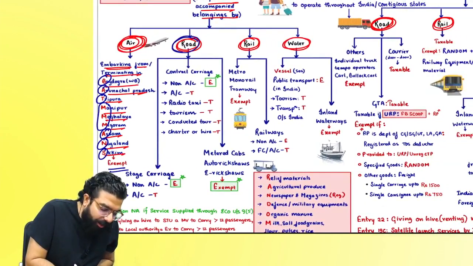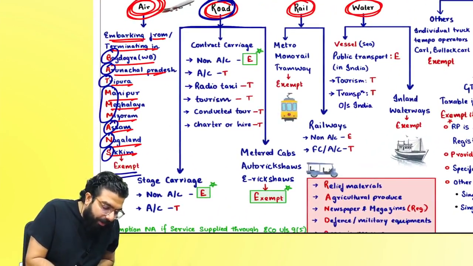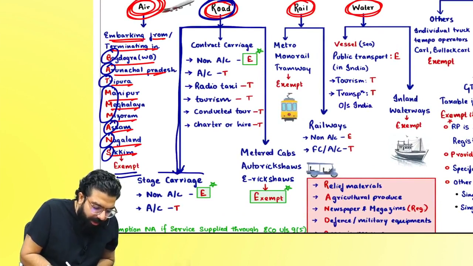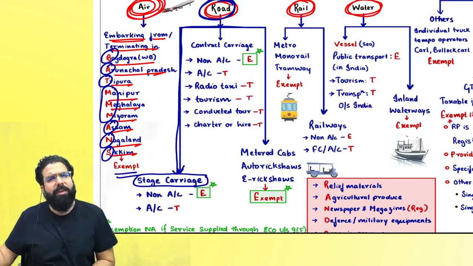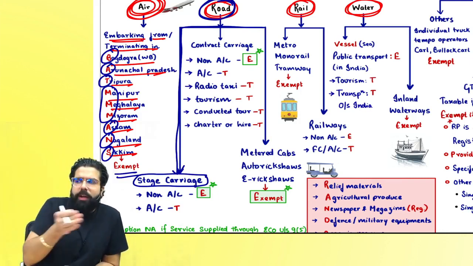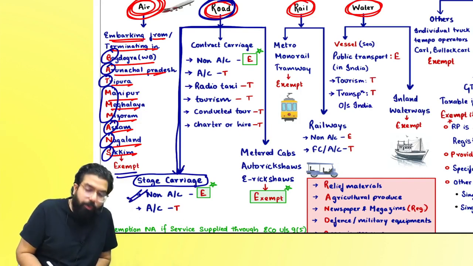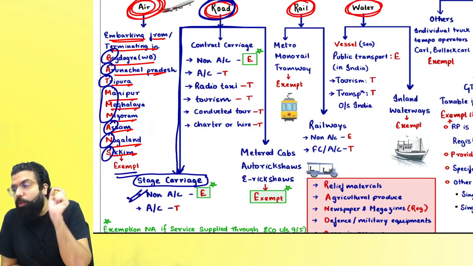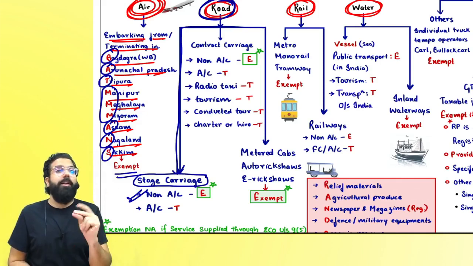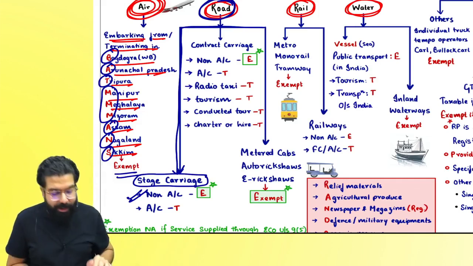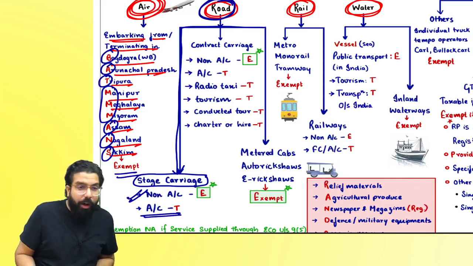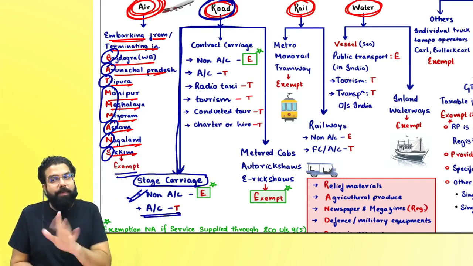Then we have transportation of people, passenger by road. When passenger transportation is done by stage carriage, means your buses which are going from one stop to another stop, basically those are stage carriages. If stage carriage transportation is happening, which is non-AC is always exempted. Government says if you can afford AC, then you can afford GST also, but non-AC is always exempted.